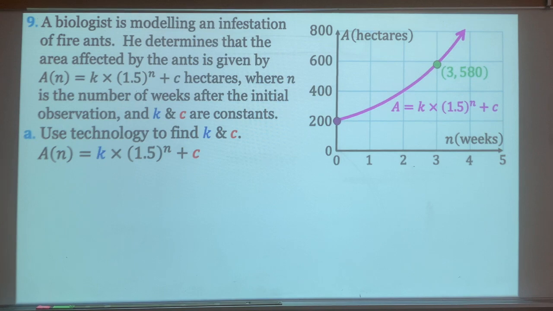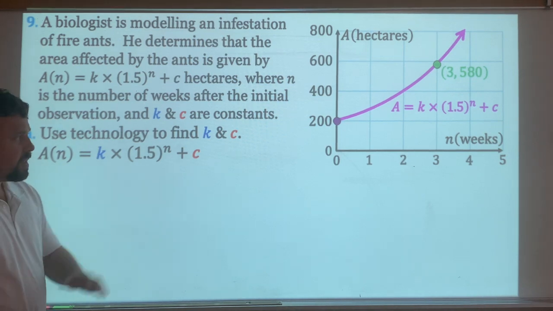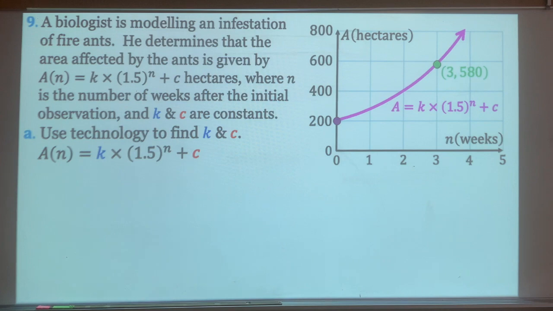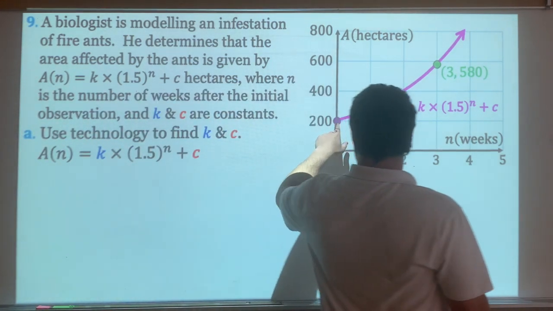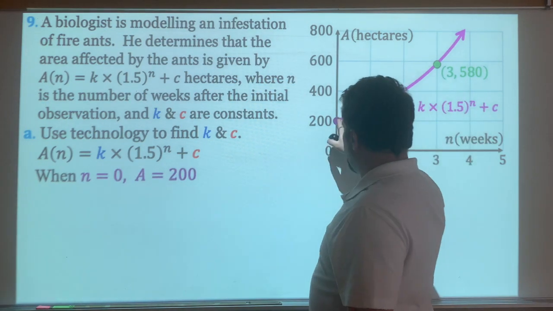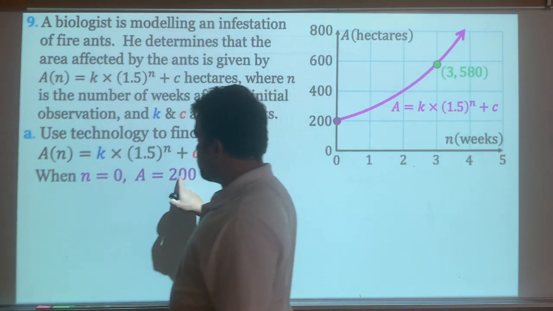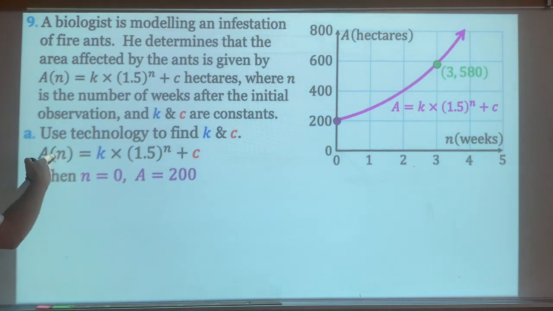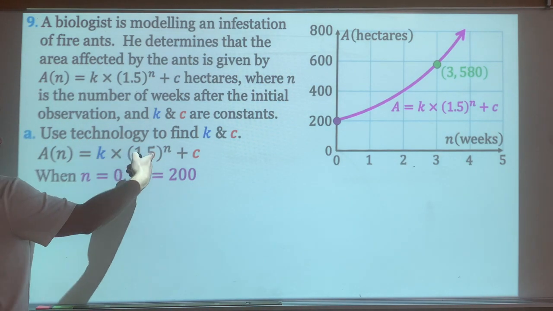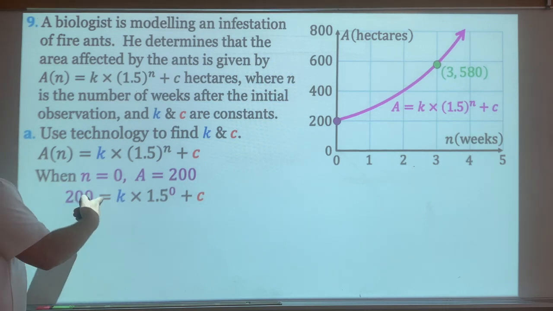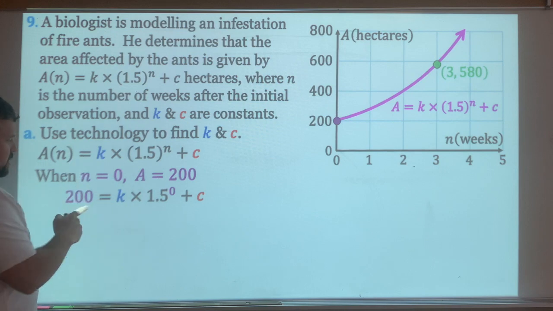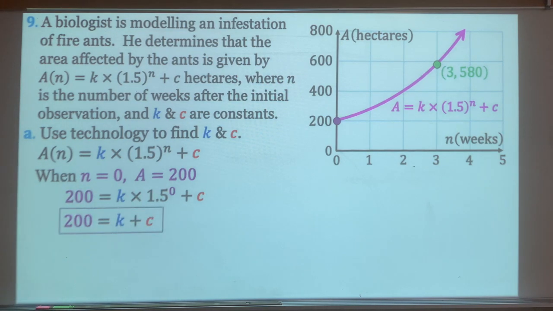We're going to have to create a system of equations to solve this. I'm going to give you that. So using this first graph, this hits 200 right here. So that's 0, 200. So when N is 0, A is 200. So we can plug that into this equation. 200 equals K times 1.5 to the 0 plus C. Anything to the 0 power is 1. So 200 equals K plus C. That's our first equation.